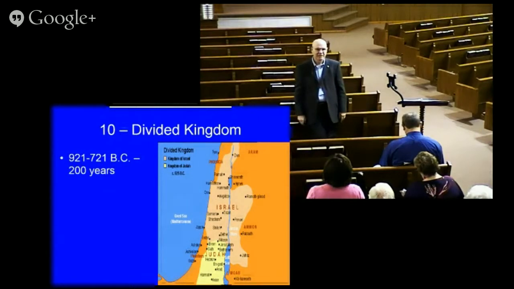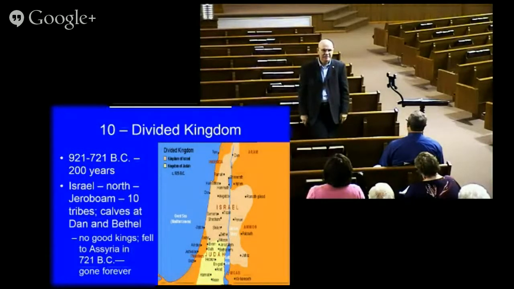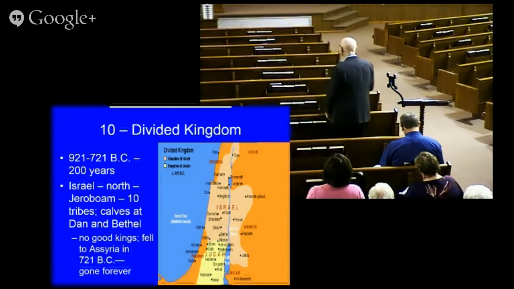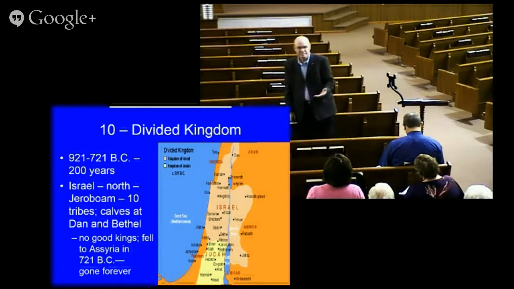And the divided kingdom lasted about 200 years, 921 to 721. Some of these dates we kind of ease on a little bit, make it easy to remember. 200 is a nice, easy number there. Have Israel in the north. Now we got division. The division occurs just above the edge of the Dead Sea, just above Jerusalem. Across there. Israel's in the north.